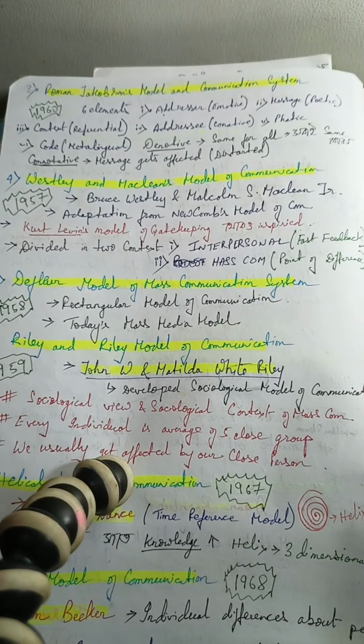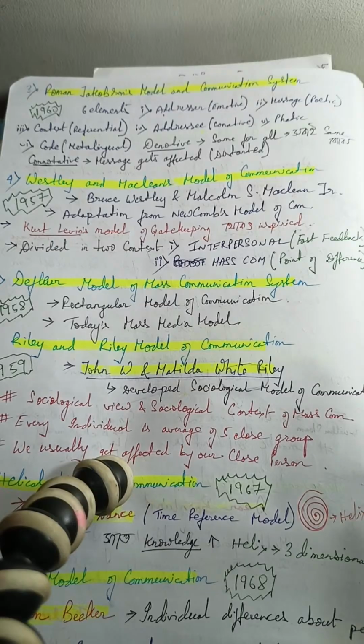Then we have the addressee, the connotative function. Then we have the phatic function, that means the ice breaking stage. Then we have the code, or metalingual function. We have denotative, same for all, and connotative functions. Denotative means if I am talking about a leaf, it is a leaf for all. But the connotative function means the message that gets affected. That is, things spoken are always misunderstood, right? We must not ignore the importance of context while communicating.